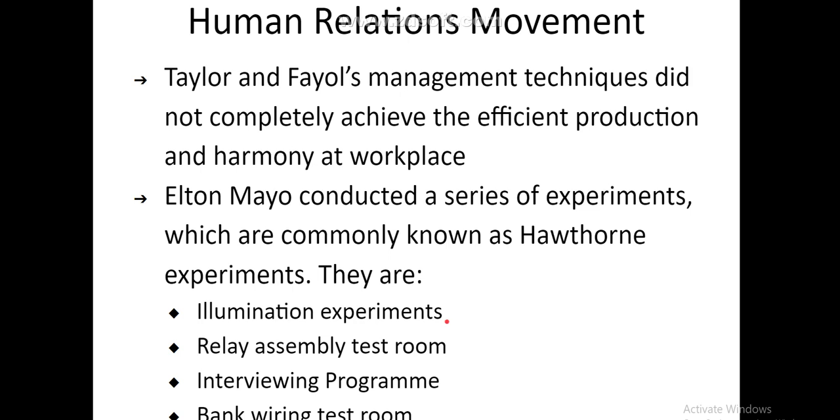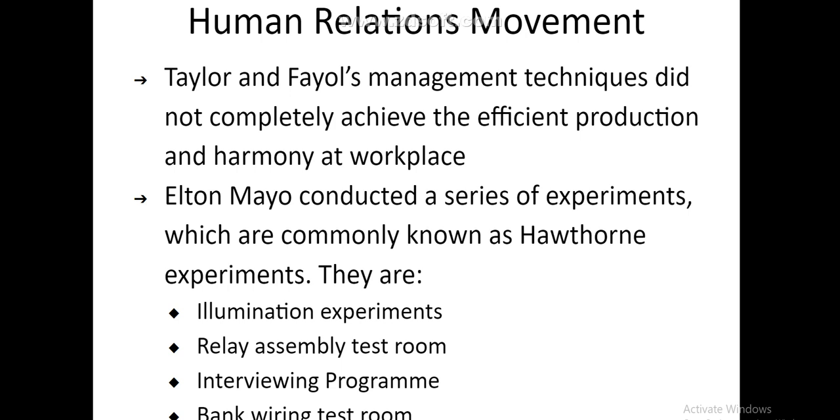In the illumination experiments, he made two different groups. In one room he kept a dim light, and in another room he kept a very good amount of high quality light, and his intention was that people would work more effectively where the light is brighter, and would not work effectively where the light is dim. But it was found that in both groups, when the light was brighter there was good productivity, and when the light was dim there was also good productivity.